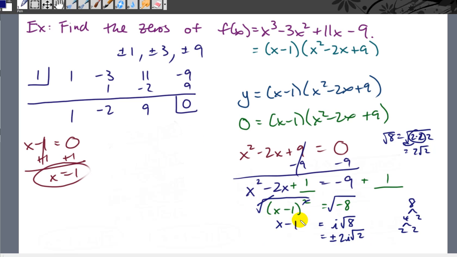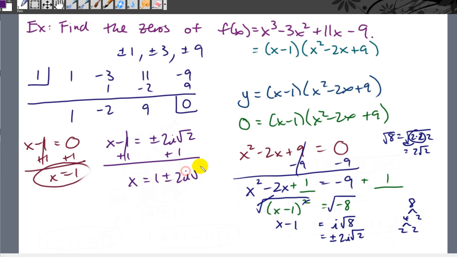If I were to write this expression up here, just so I can show you a little bit more work, we could add 1 to both sides. If we add 1, this is 1 plus or minus 2i times the square root of 2. And as you can see, that's the exact same thing that we got earlier if we consider both the positive and negative values of this.